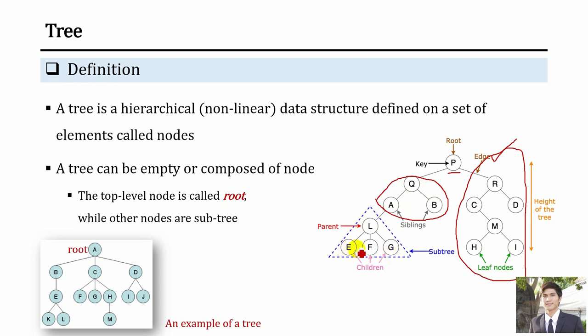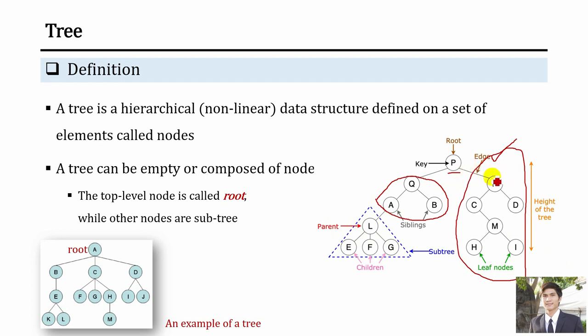If we consider the subtree here, we have E and F. They are considered children, or we can say they are siblings. Considering the parent, E, F, G are children of L, but the relationship between E, F, and G is that they are siblings. And considering the height of the tree, we are taking the level.